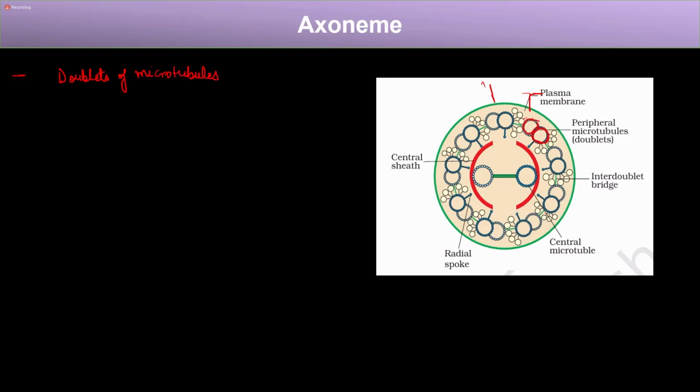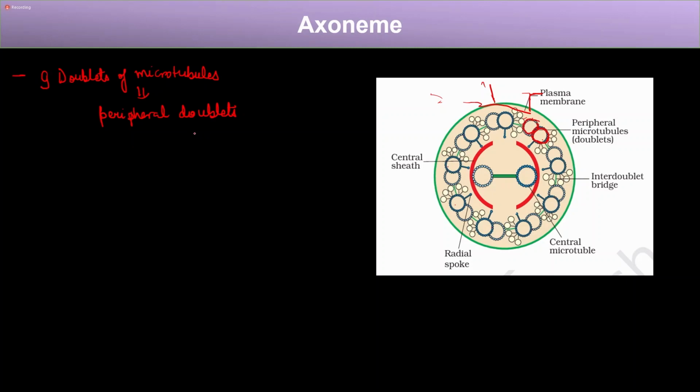And these doublets are present at the periphery, right? They are present at the periphery because this is your cell, and these are present at the periphery. So it is called peripheral doublets. Because they are present at the periphery, it is called peripheral doublets. Now, how many doublets are present here? We can see 1, 2, 3, 4, 5, 6, 7, 8, 9. So the axoneme has 9 doublets.